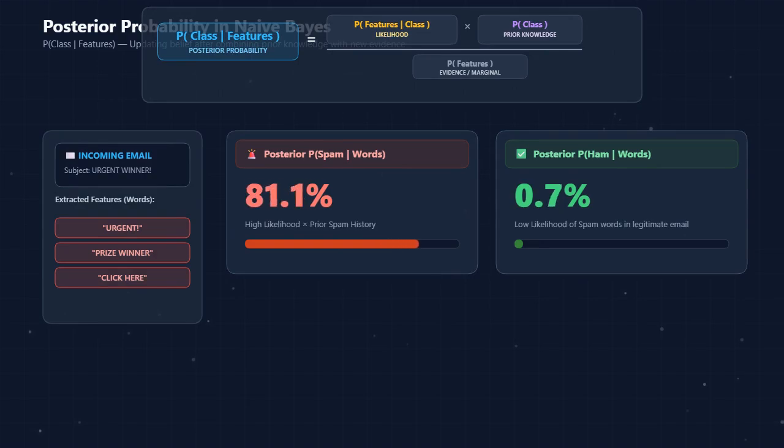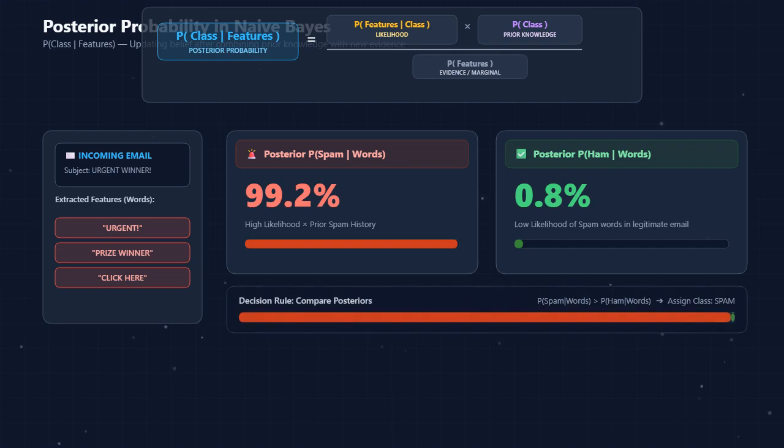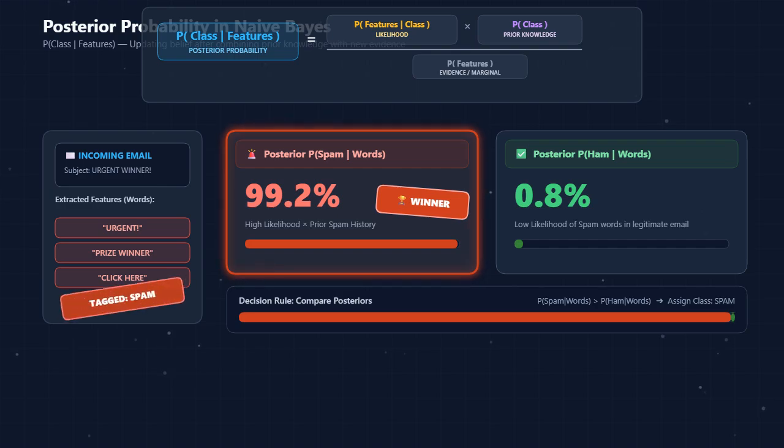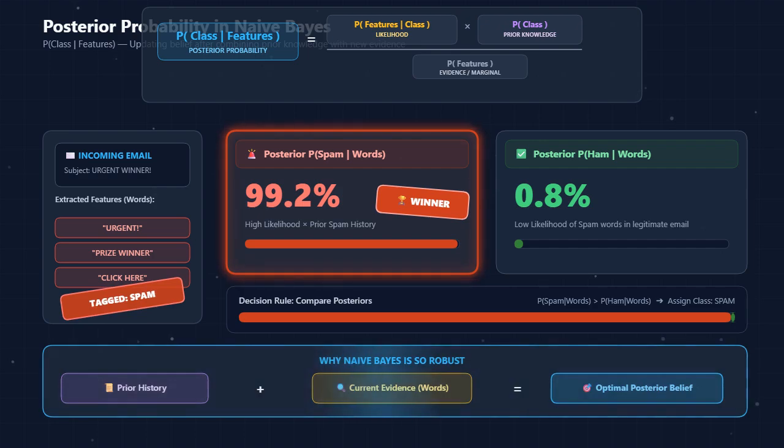For a new incoming email, we calculate the posterior probability of it being spam and the posterior probability of it being ham. Whichever class has the higher posterior probability is the winner, and that is the label our classifier assigns to the email. This elegant combination of prior history and current evidence is what makes naive Bayes so robust.